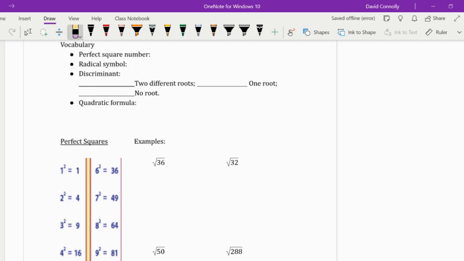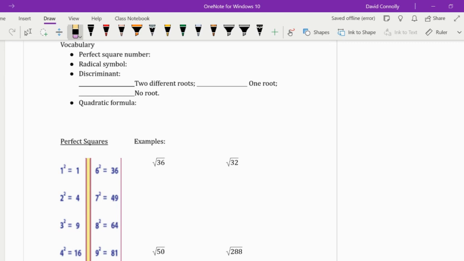Okay, good morning, everyone. So today we're going to be solving quadratics again, but this time we're going to be doing it in a different way. Instead of factoring, we're going to be using the quadratic formula. Now, I'll go over most of these vocab terms when I come back, but for today, the important thing is that we know the quadratic formula.